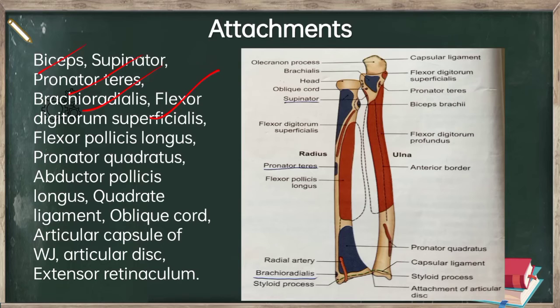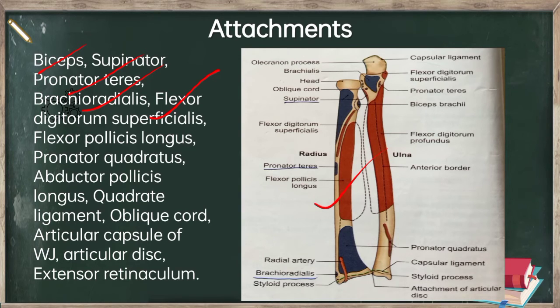Next is flexor digitorum superficialis, as you can see here. So it takes origin from the anterior oblique line and the upper part of the anterior border. Moving further to the flexor pollicis longus, which takes origin from the upper 2/3 of the anterior surface. As you can see here, this is flexor pollicis longus.